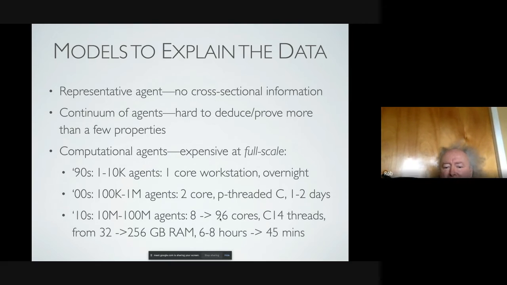It runs on a 96-core workstation that we kind of put together ourselves using C14 threads, a bunch of RAM. And this thing, we've optimized it. So it used to take us about 6 or 8 hours to equilibrate the thing. It's now down to about 45 minutes on this 96-core workstation.